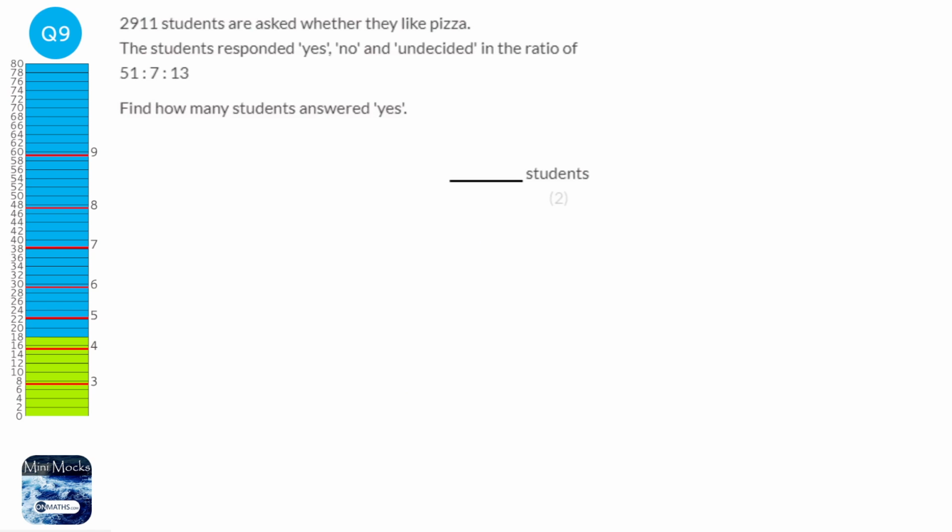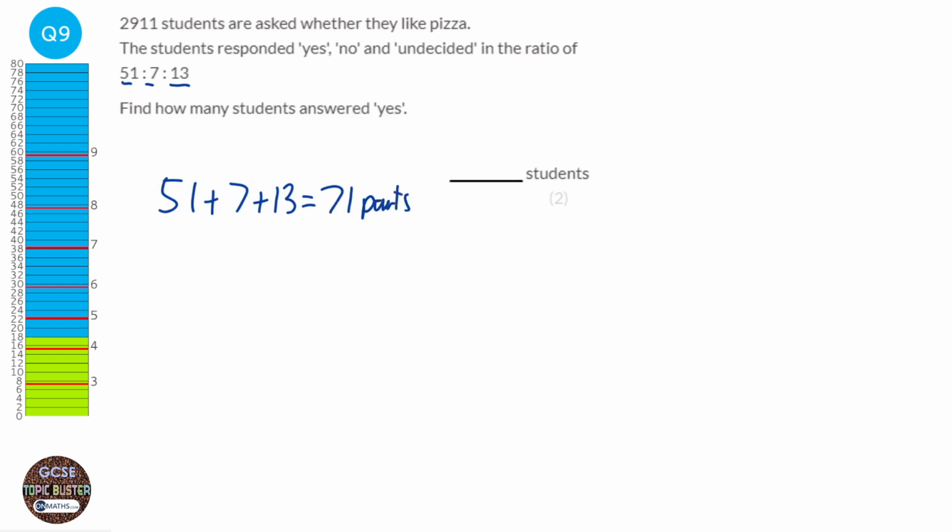We've got to first of all work out how many parts there are altogether in our ratio. So we've got 51 saying yes, 7 saying no, and 13 undecided. So altogether we've got 51 plus 7 plus 13, which is 71 parts. Now each part is equal.